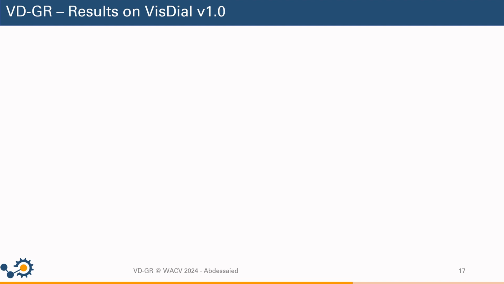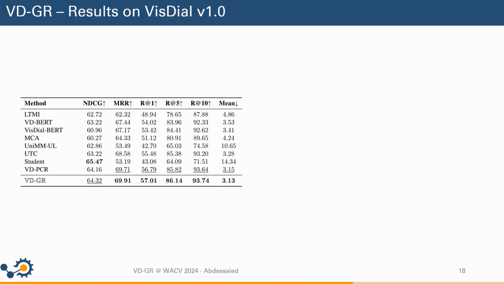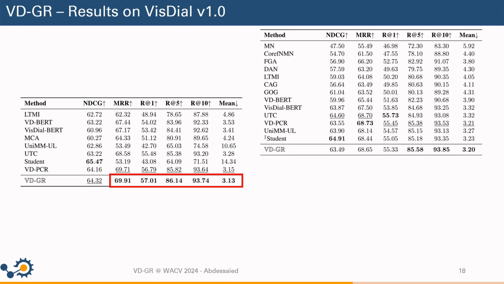Then, we evaluated on the more recent VisDial v1.0 dataset. On the validation split, VDGR achieves new state-of-the-art results across 5 metrics out of 6 and ranks second on NDCG after the student model. On the test split, our model managed to achieve new state-of-the-art results on 3 metrics, that is Recall at 5, Recall at 10, and mean.